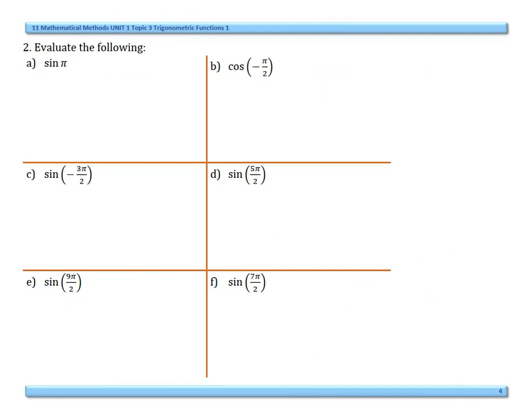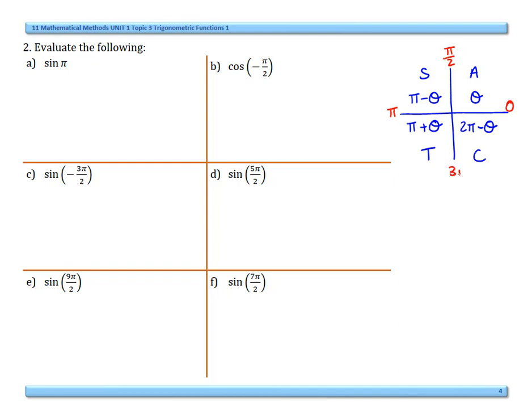Now let's try and evaluate. Again, I'm going to draw that little diagram. All ratios, sine, tan, cos, theta, pi minus theta, pi plus theta, 2 pi minus theta. Also 0, pi on 2, pi, 3 pi on 2, and 2 pi.